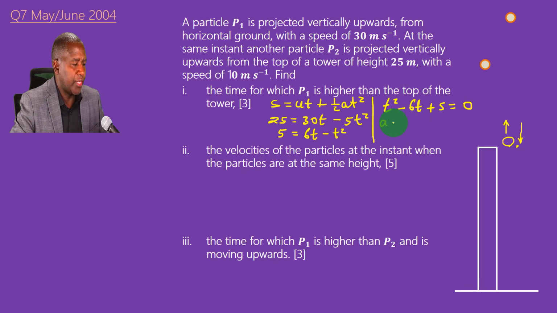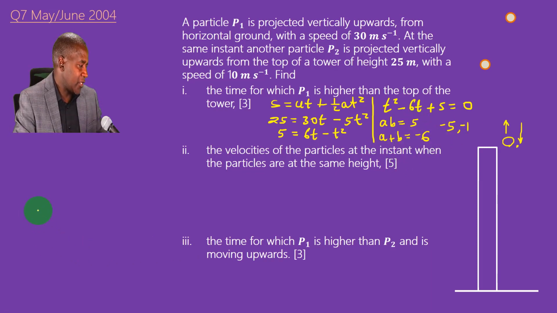When I do a times b, I should be able to get 5. When I do a plus b, I should be able to get -6. What are these two numbers when this happens? Of course, it must be 5 and 1. How is that? Think about multiplying 5 by 1, I get 5. How about if they are -5 and -1? I multiply the two, I get 5. I add the two, I get -6. So those are the two numbers that I need to put there.